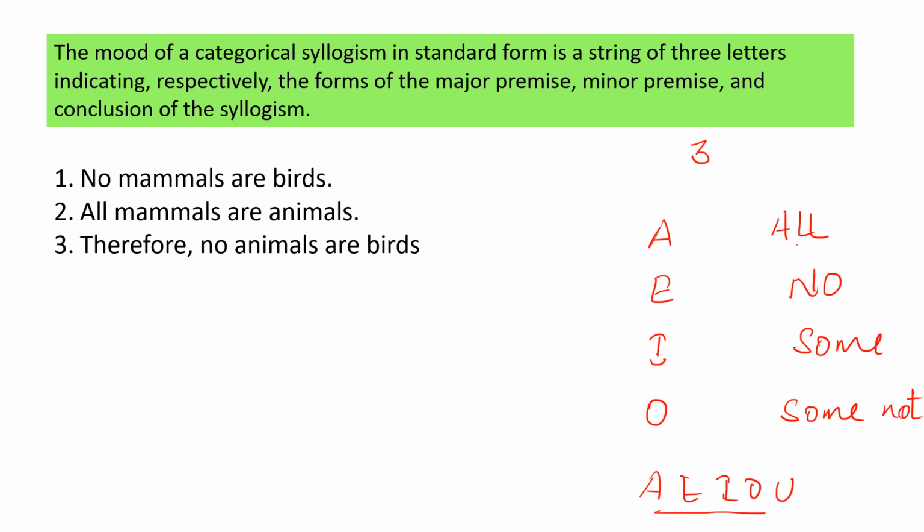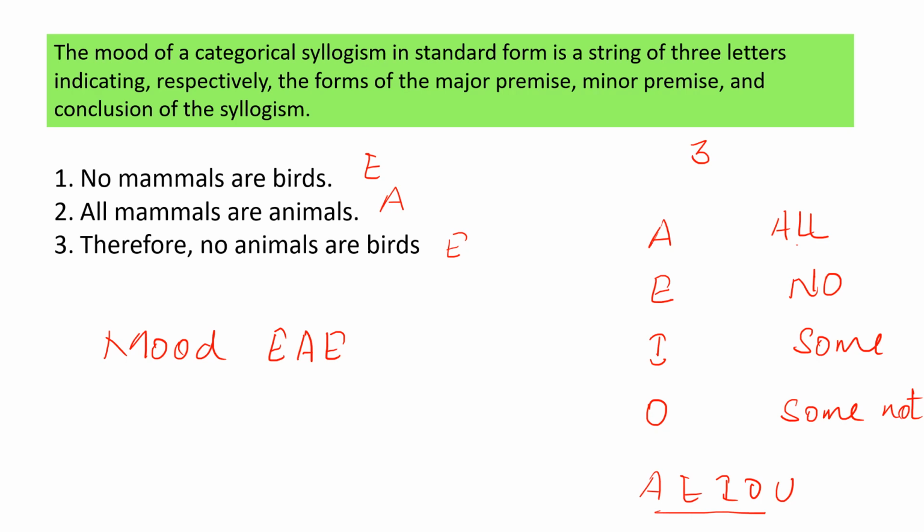So no mammals are birds. If you look at this, it is an E type of proposition. While all mammals are animals is an A type of proposition, and no animals are birds. So no animals are birds is an E type of proposition. So the mood of this particular syllogism is EAE. So mood is a string of 3 letters which tells you about the mood of the categorical syllogism.